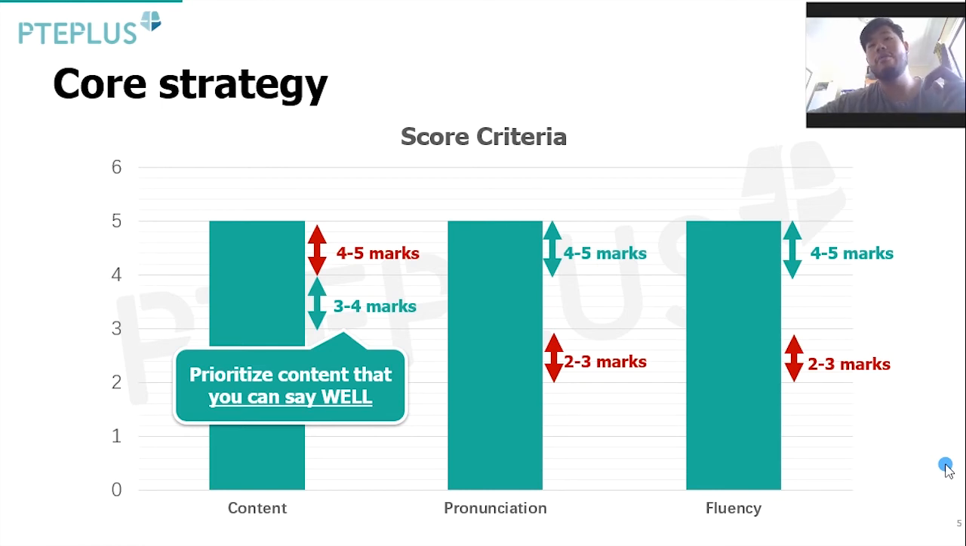However, if we focus on only the content we can say well in a template, we'll get between 3 to 4 in terms of content scores, and between 4 to 5 for fluency and 4 to 5 for pronunciation, giving us a higher overall score. So once again, in this part of the test, just like every other part of the test, we're focusing more on pronunciation and fluency rather than the content.